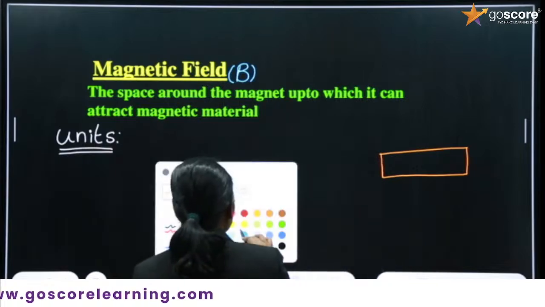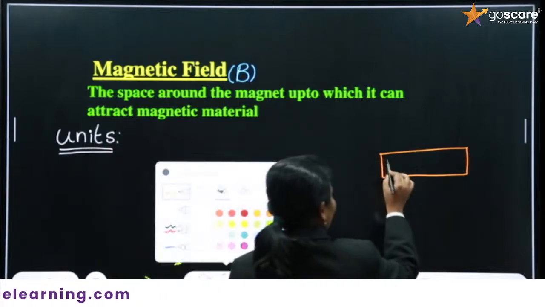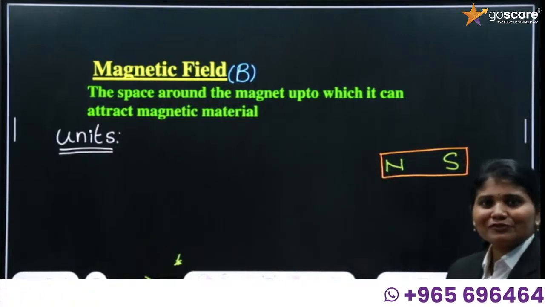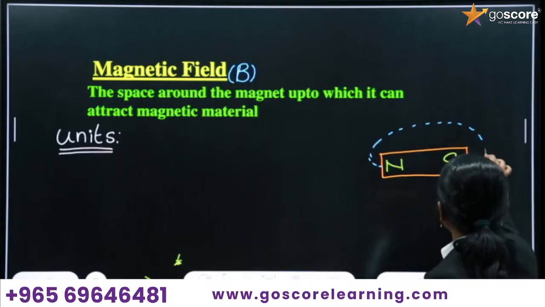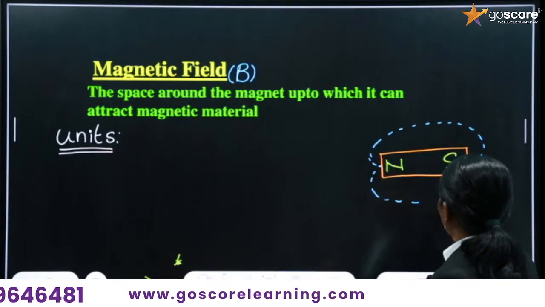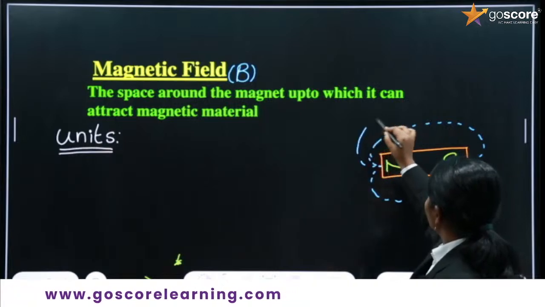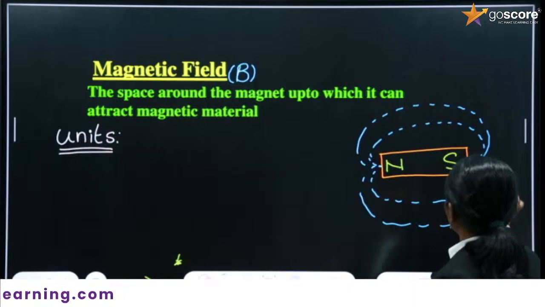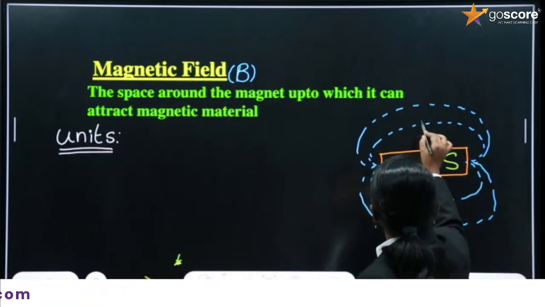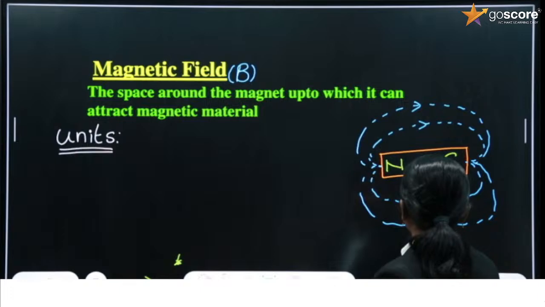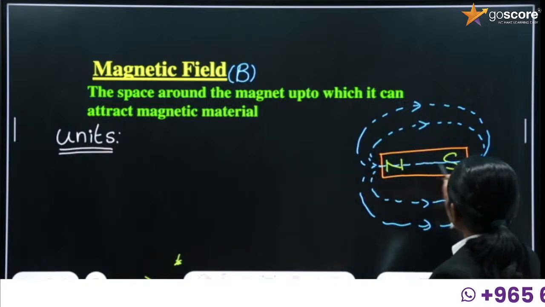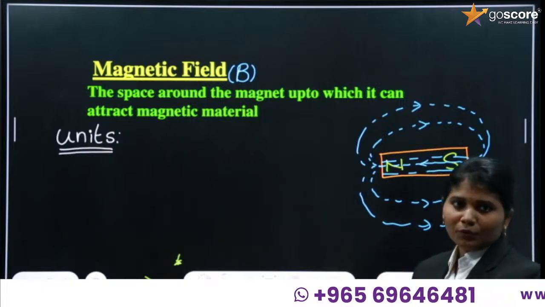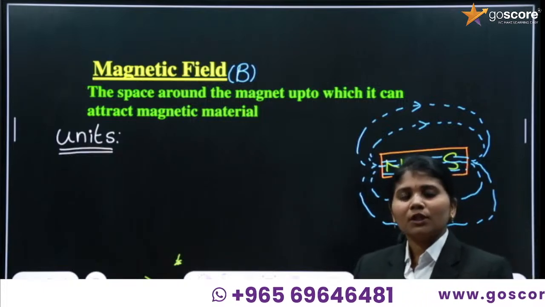For a magnet, what are the poles? North Pole and South Pole. What is the direction of the field outside the magnet? North Pole to South Pole. Inside the magnet, what is the direction? South Pole to North Pole.